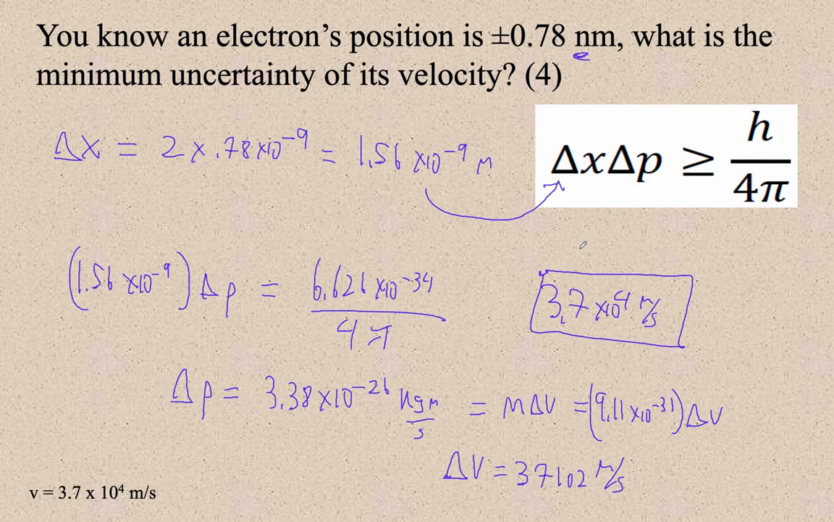Now, if you had to say plus or minus, you'd divide that by 2: plus or minus 1.85 times 10 to the 4th meters per second. That's the total range. Ta-da!